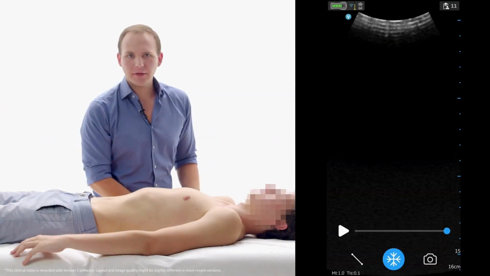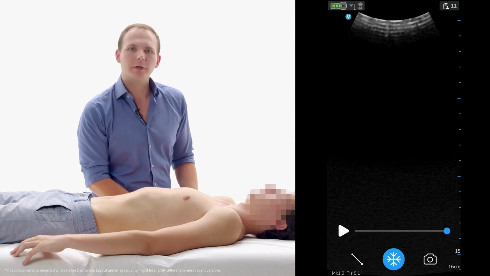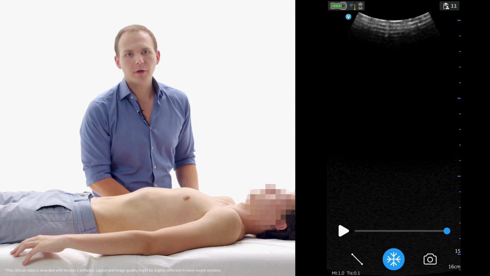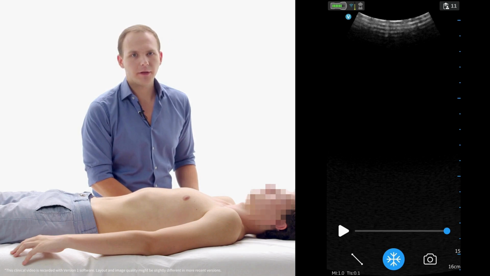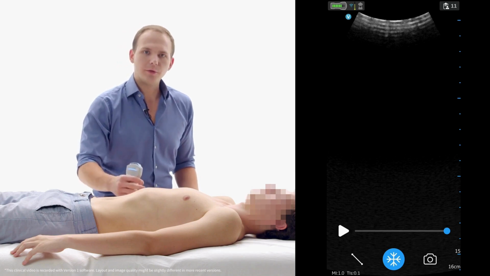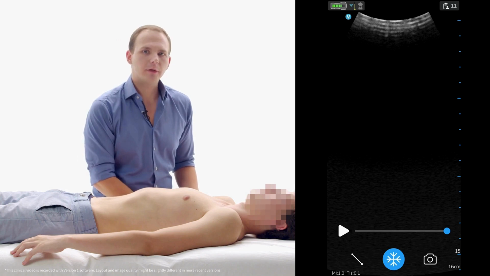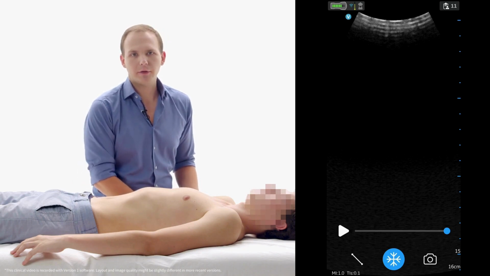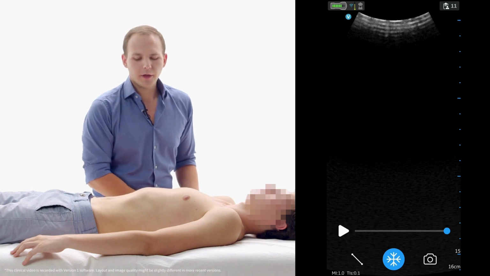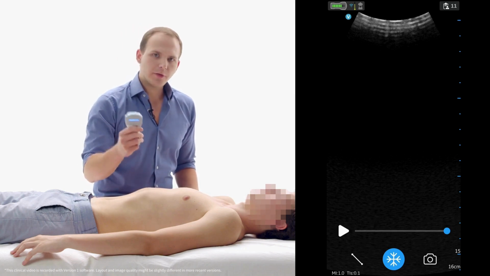Okay, so let's take a look at the lower triangle. We are going to do 3 views here. We are first starting in the right upper quadrant, have a look at the liver and the kidney. We are then going to move to the left side of the patient, have a look at the spleen and the left kidney, and then we're going to move into the suprapubic area and have a look at the urinary bladder. So you take a transducer, you put some gel on it.